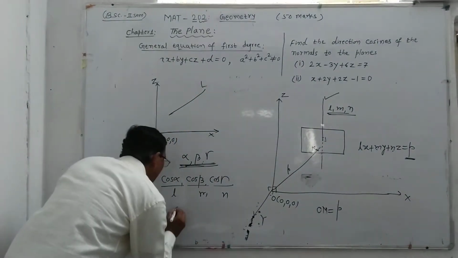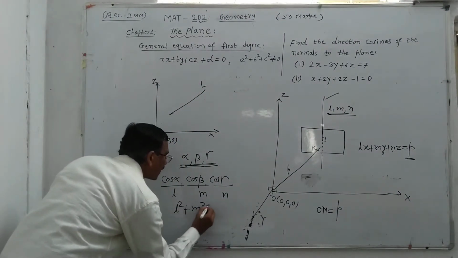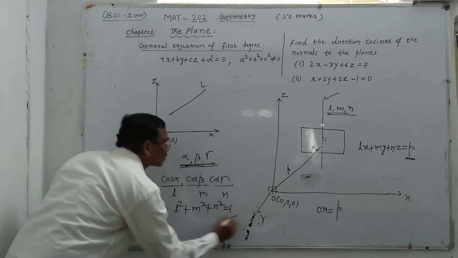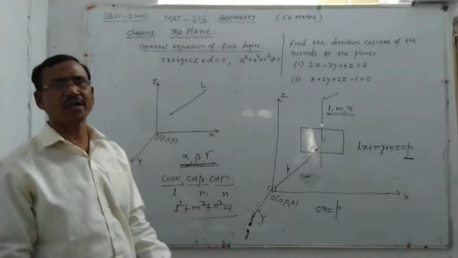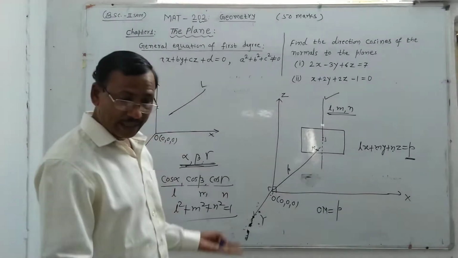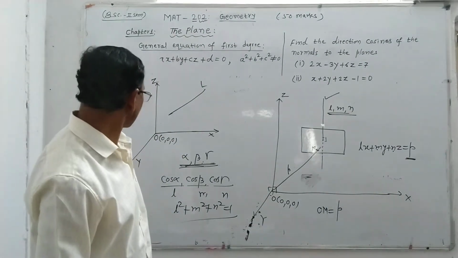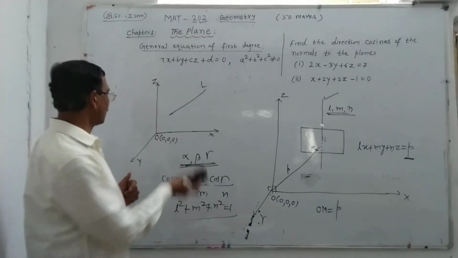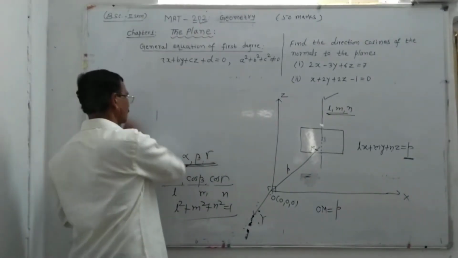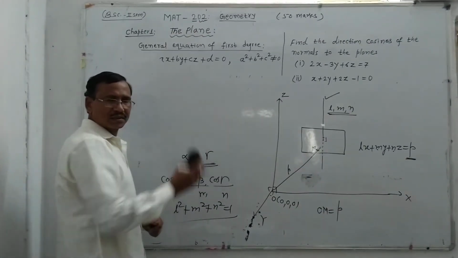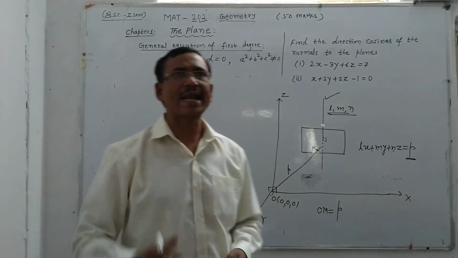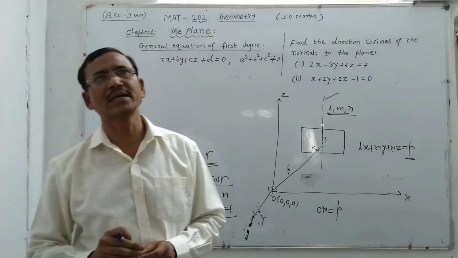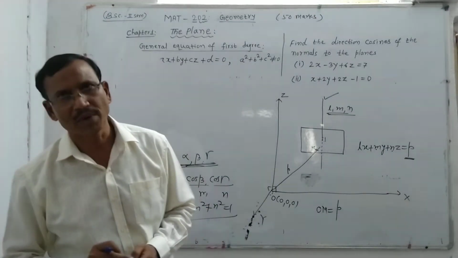That means l square plus m square plus n square is equal to 1, which you have studied in 12th standard. The next term is direction numbers or direction ratios. The numbers which are proportional to direction cosines are called direction numbers.